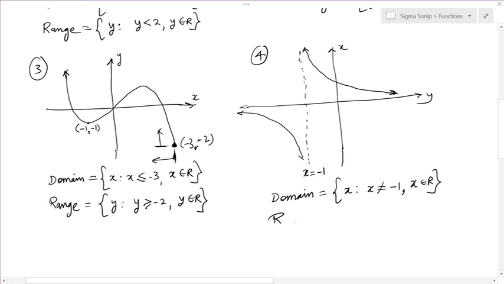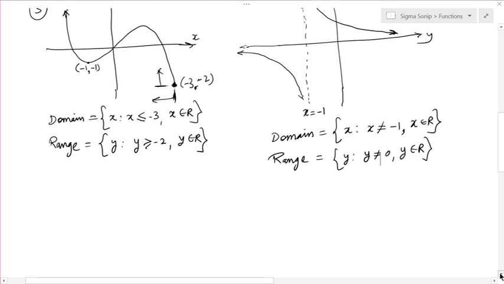And when it comes to range, we have, as we discussed, that this is an asymptote as well, y equal to 0. So the x-axis basically, and y equal to 0. So y cannot have value 0, and other than that y can have all the values. So finding domain and range from graphs is very easy.